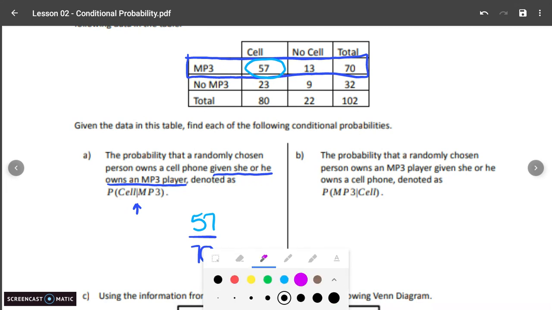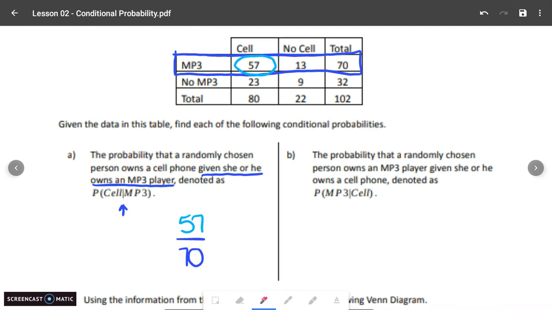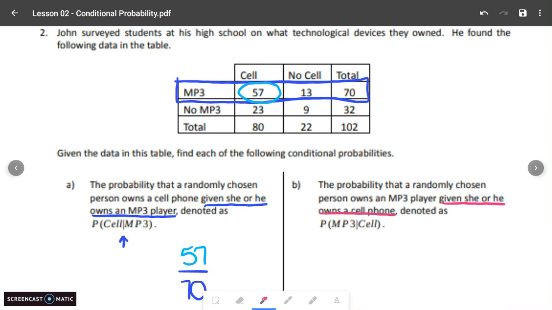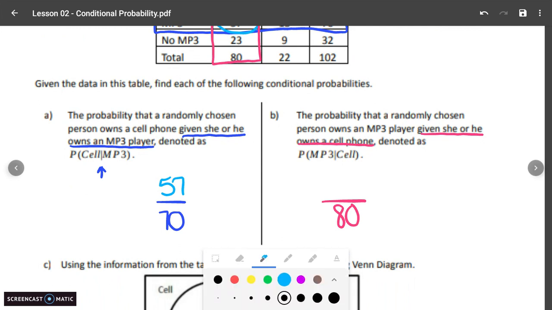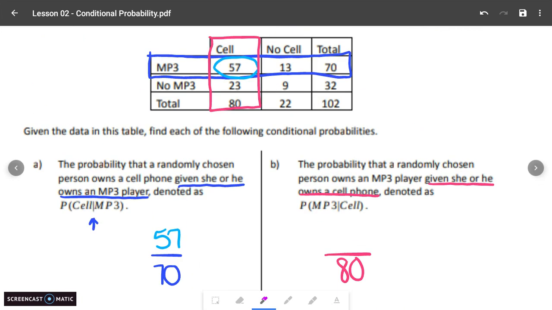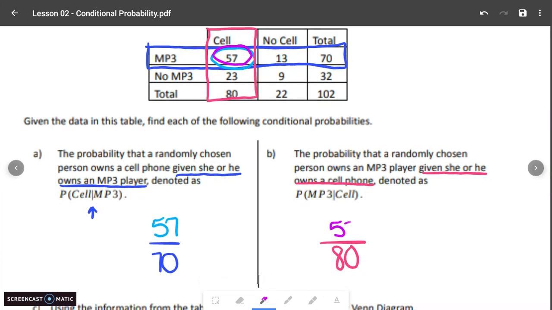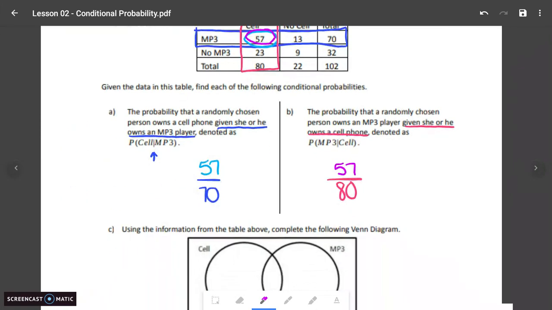Now, this can change. The probability that a randomly chosen person owns an MP3 player given she or he owns a cell phone. So now we're saying that they definitely own a cell phone. So this comes from this row here. This row is a total of 80 students. So now that's my sample space, because I'm picking from that 80 and I'm looking for somebody that has the same. And when I do that here, the cell phone and the MP3 meet at 57. So those are specific conditions that are placed.